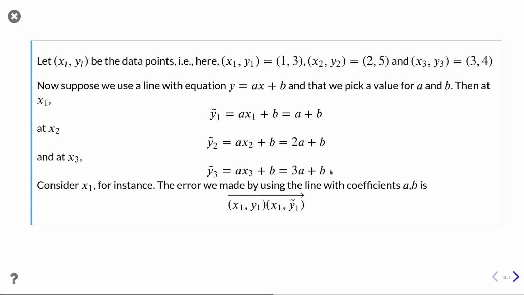Now, if I look at the point at x equals x1, then the error I made by using the line y equals ax plus b, I can simply see it as the vector that joins my data point x1, y1 to the point on the curve y equals ax plus b evaluated at x1, that is x1, y1 tilde.